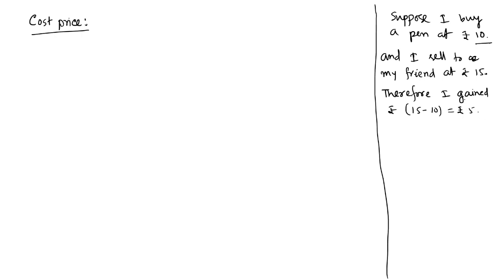Therefore I have now extra 5 rupees in my hand, and that extra rupees is called the profit or gain. So this 5 rupees is called gain or profit. Okay, so this is the situation.